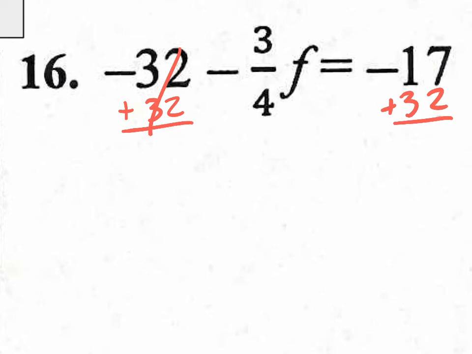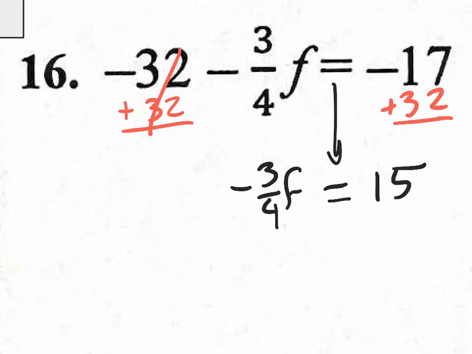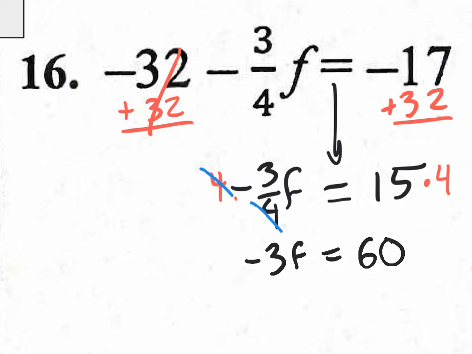Let me rewrite what we have left on the left side of the equal sign. On the left side, we have the negative 3/4 with an F. And on the right side, we have 15. So Leah, what else do we do? Multiply by 4 to get rid of the fraction. What you do to one side, you must do to the other. The 4's cancel. What do we have left? We have a negative 3F equals 15 times 4 with the calculator is 60. And your final step, divide by that negative 3. And again, with the calculator, F will equal negative 20.